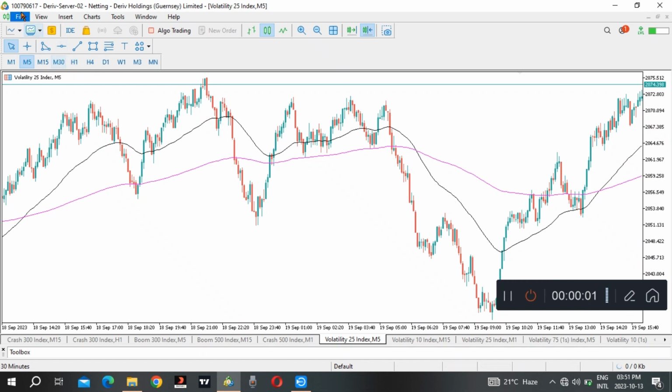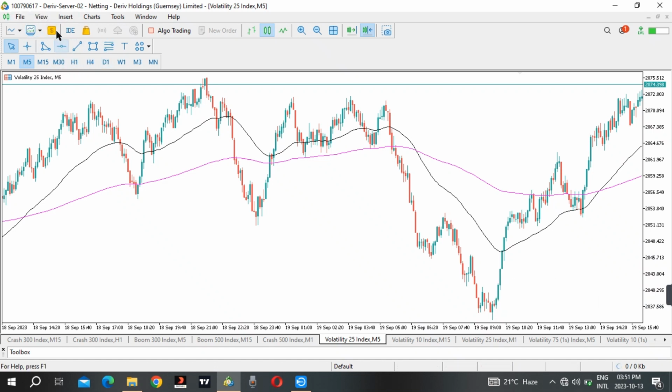If you're looking for the simplest way to scalp volatility indices, then I've got just the strategy for you. Right over here, I've got two moving averages: the 50 moving average, which is the black one, and the 200 moving average, which is the purple one. Both are exponential, applied to close.